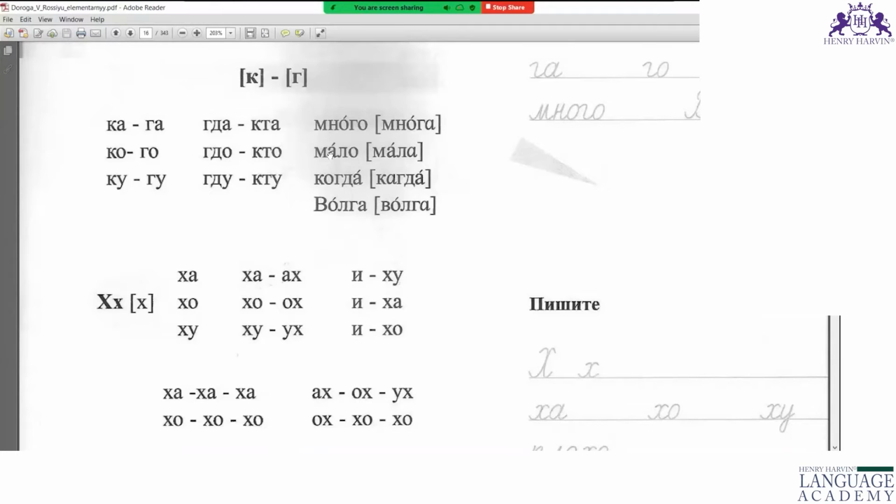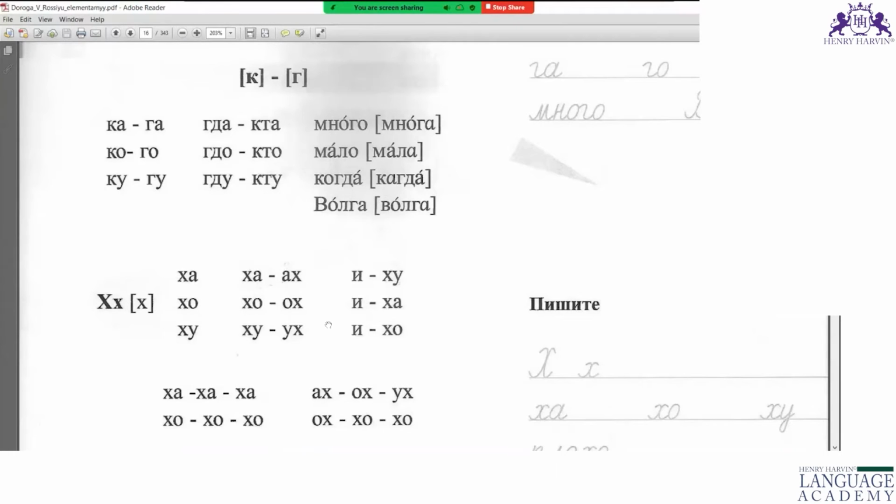And again, we have some new words here. Много, мало, когда, Волга. Padma Priya, can I ask you to read them? Много, мало, когда, Волга. Which one is a proper noun here? Which one is a name? Volga, because it's written with a capital letter, and Volga is the name of the river.